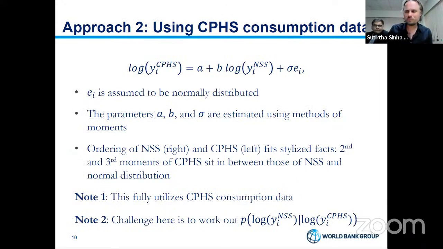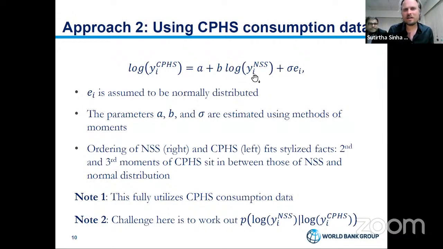And approach 2 fully embraces the household consumption expenditure data that is collected by the CPHS. In a way, it is a version of approach 1, but our sole predictor of NSS type consumption in this case is the CPHS consumption data. And one would expect that to be a very strong predictor for obvious reasons.